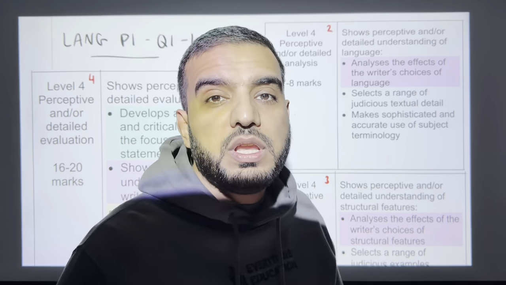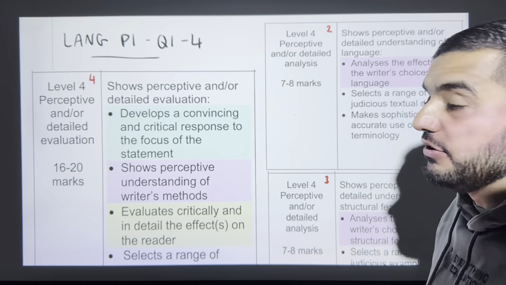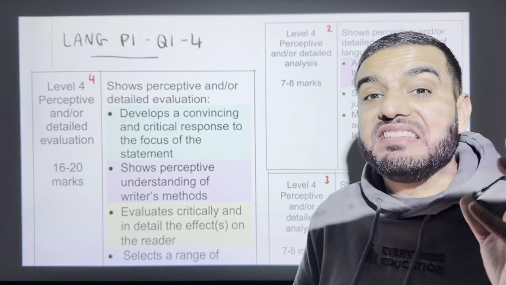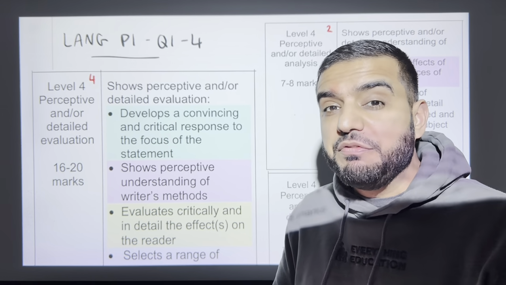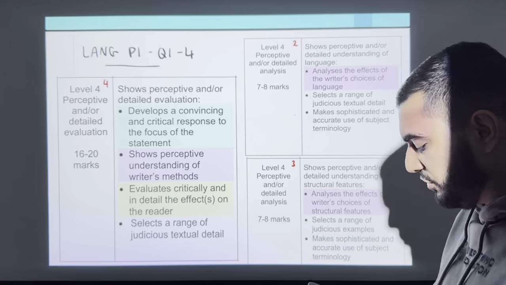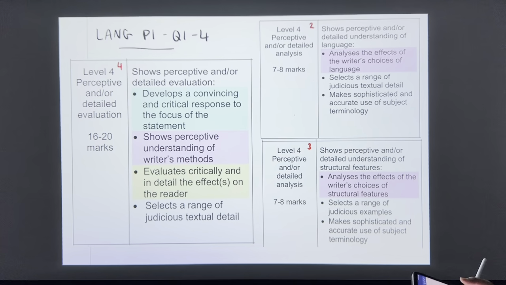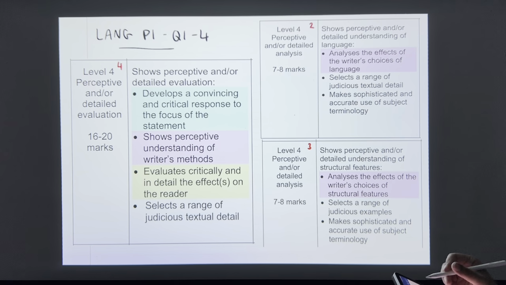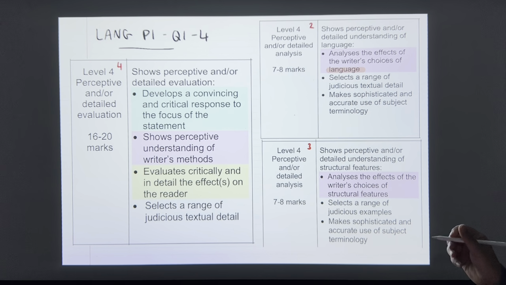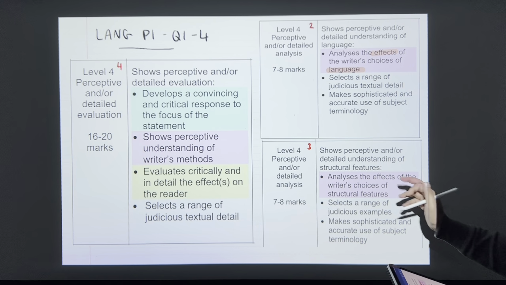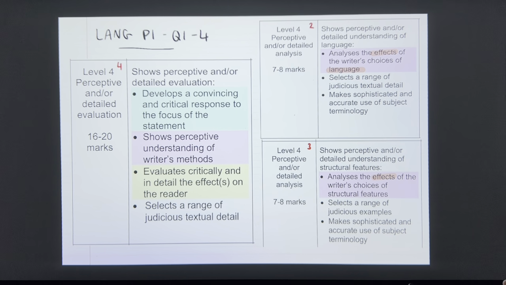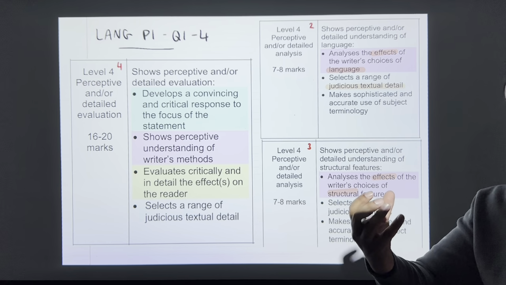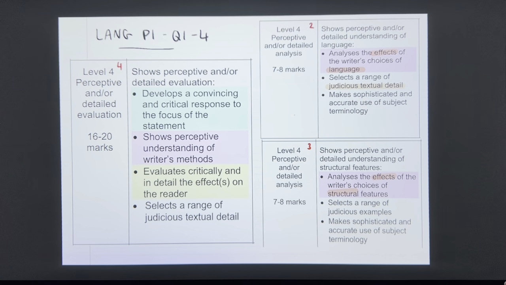And what's one thing that we can notice off the bat for all of these mark schemes? Guys, they're pretty much exactly the same. Very, very similar. Let's take question 2 and question 3 for now. If you look at question 2 and question 3, you're marked on 3 things per question. In the first mark scheme, you're marked on how you analyze the effect of language. In the second one, you analyze the effect of structure. In the first one, you're marked upon the quality of the textual detail, the quotes you choose. In the second one, you're also marked on the quality of the quotes you choose.